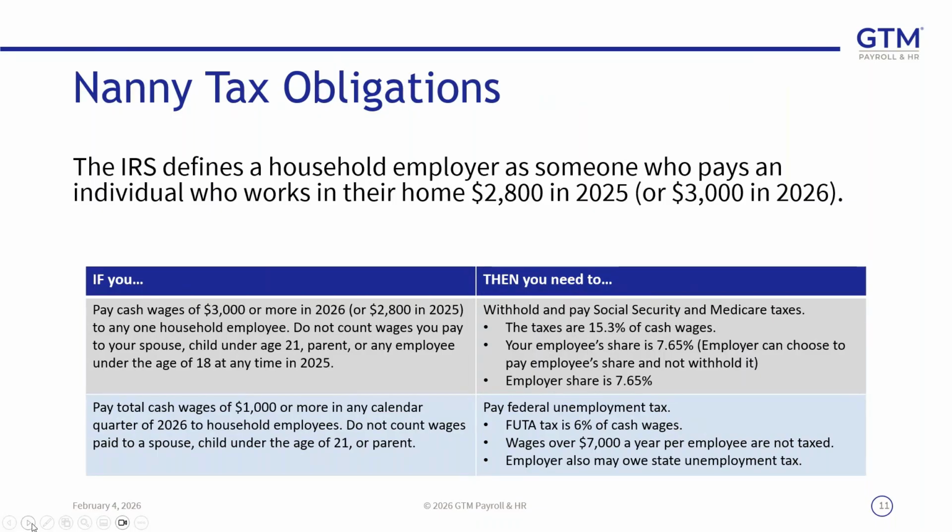An employer may also owe state unemployment taxes. They may be able to take a credit against their federal unemployment tax if they pay state unemployment. And it could be as much as 5.4%, which can really reduce the amount owed for federal unemployment. For unemployment taxes, the exclusions are spouses, children under the age of 21, or parents.